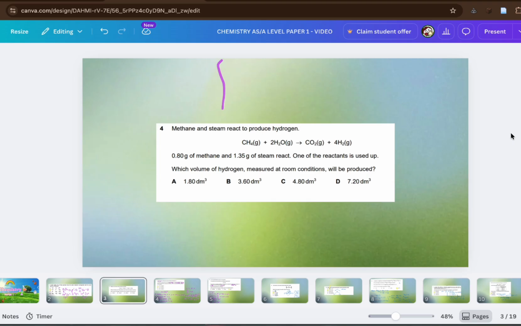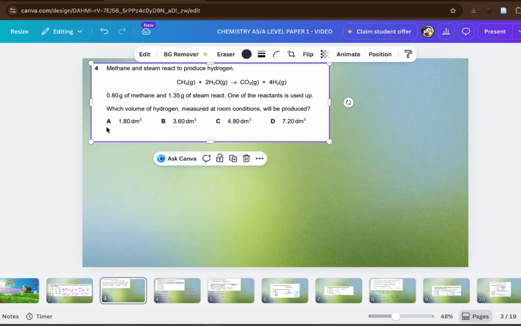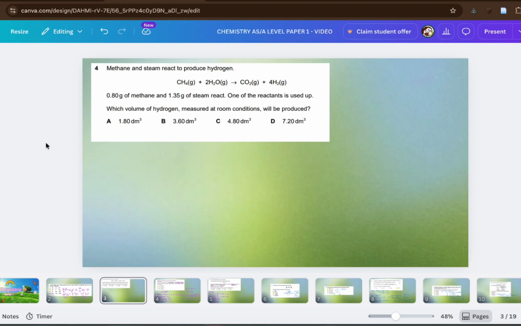Next question. Methane and steam react to produce hydrogen. 0.80 grams of methane and 1.35 grams of steam react. One of the reactants is used up. Which volume of hydrogen is measured at room conditions? So here we are asked to find the volume of hydrogen that is produced. The first step to find this is to find the limiting reactant. We have to count the moles of methane and steam first.